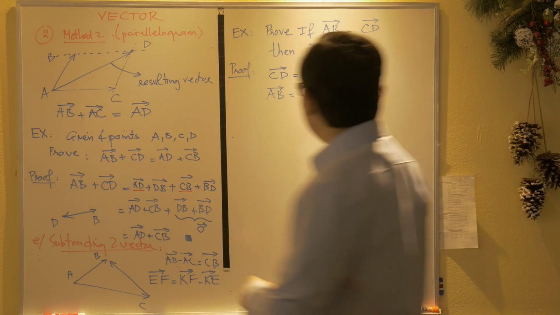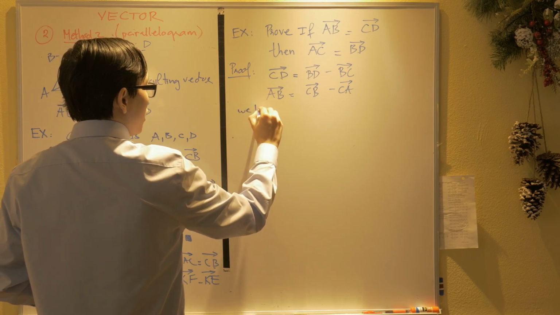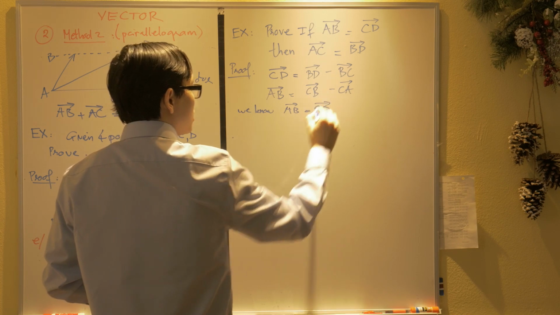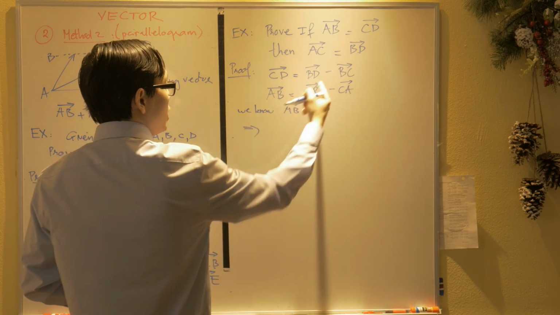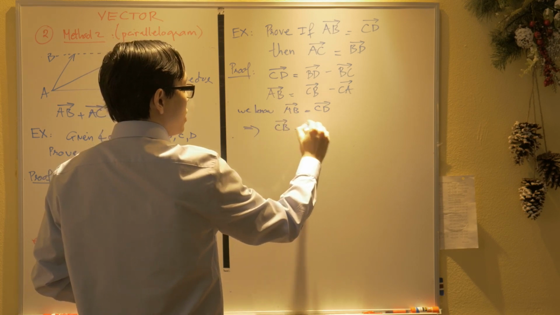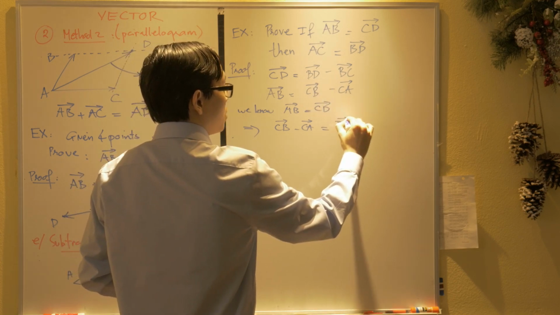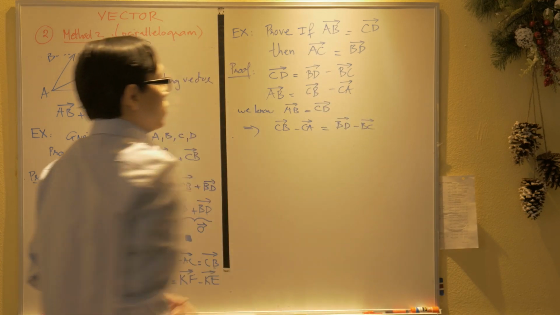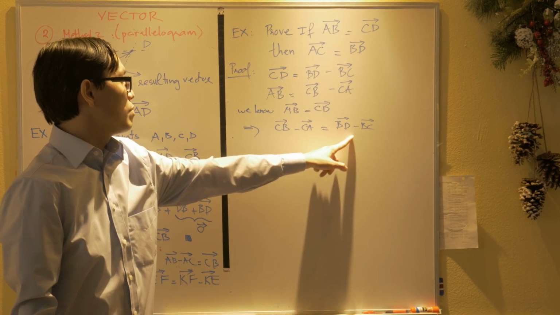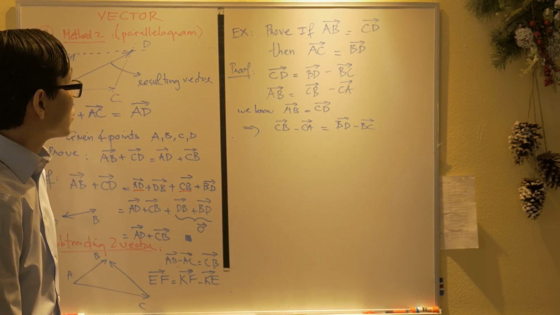And we already know that AB equal to CD. Therefore, this implies CD is this, AB is this, so we know that CD minus CA equal to BD minus BC. Because AB is this, I replace that. CD is this, I replace that.